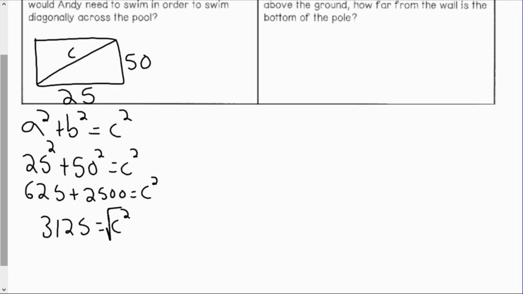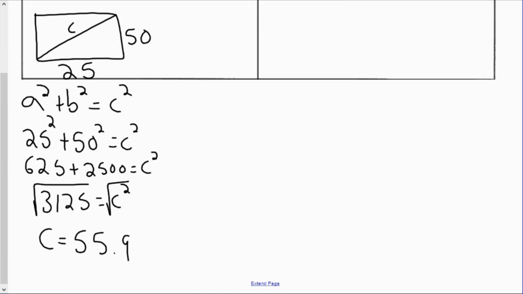Doing the inverse operation of my square is the square root. So the square root of 3,125 will be equal to c. I know the square root of 3,125 is approximately 55.9. So c will equal 55.9 meters.